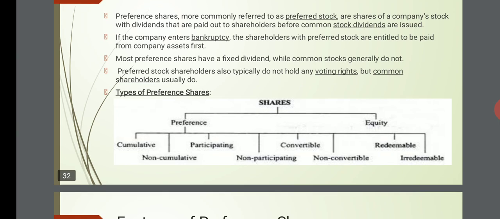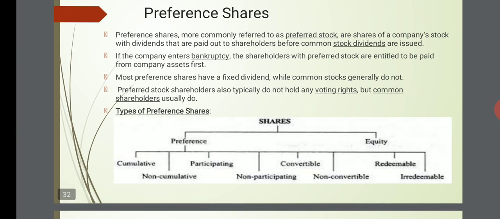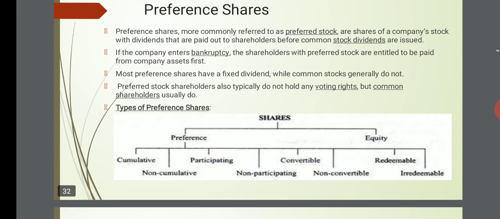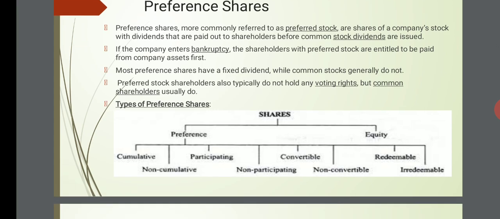Convertible means some of the preference shares are convertible over a period of time into equity shares. Non-convertible means they are not convertible into equity shares. They remain as preference shares. Redeemable and irredeemable.